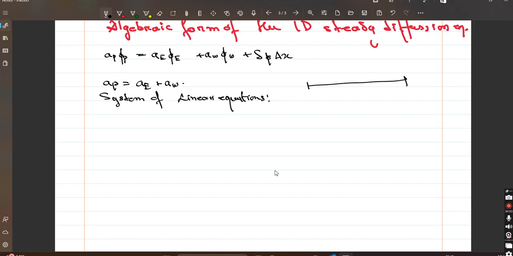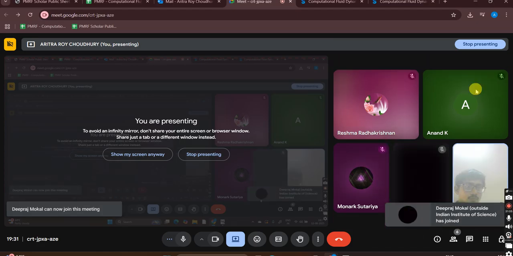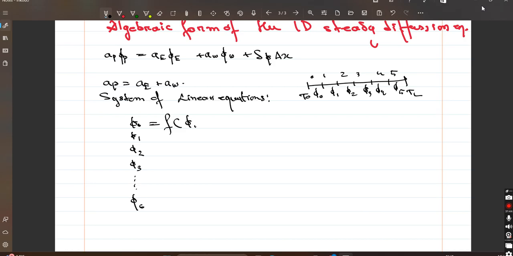So if you have a problem like this, a heat conduction problem with T naught and TL, and we divide this domain of our interest into, say, for example, 0, 1, 2, 3, 4, 5. So 6 cells, and we'll have phi naught, phi 1, phi 2, phi 3, phi 4, and phi 5. We'll have an equation for all these phis, right? And this will be a function of all the other phis. We'll see, it may be the neighboring two phis, or maybe others. So now we reach a system of linear equations.